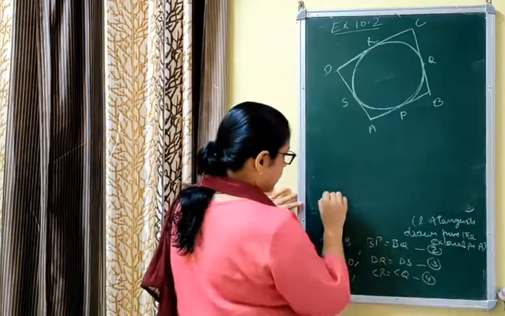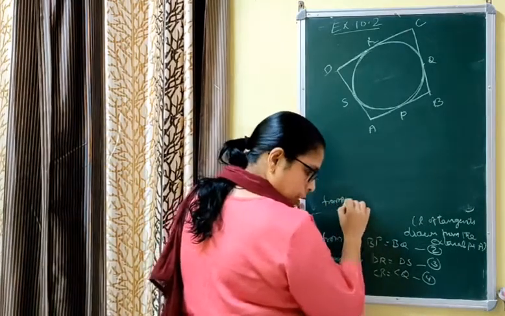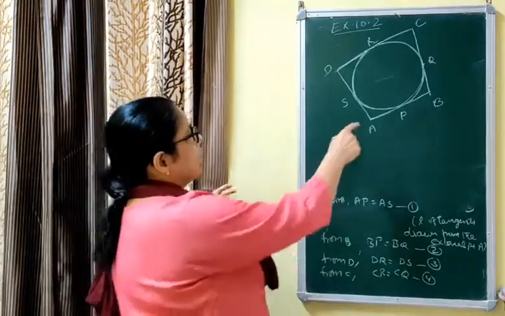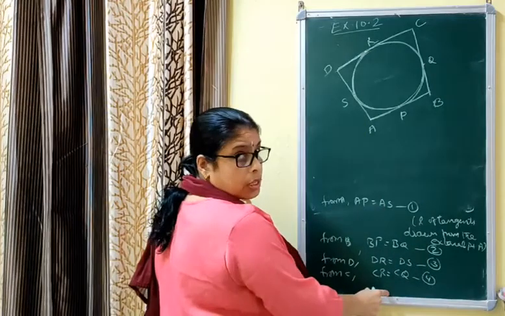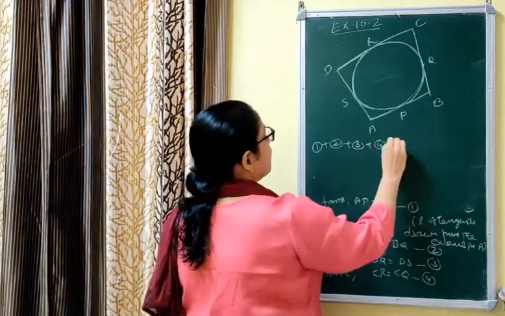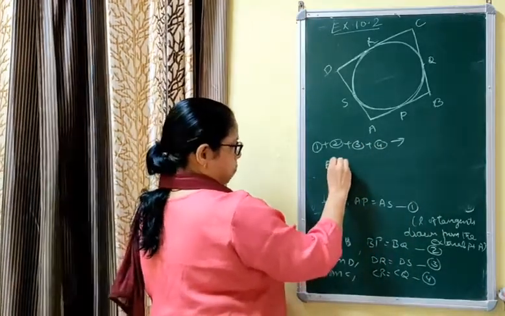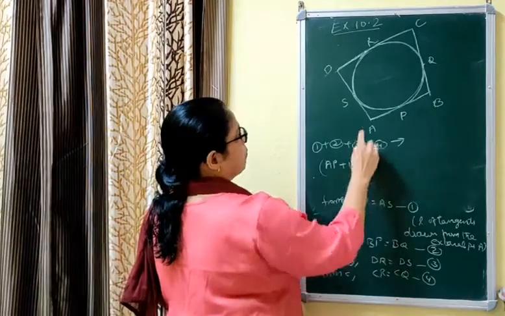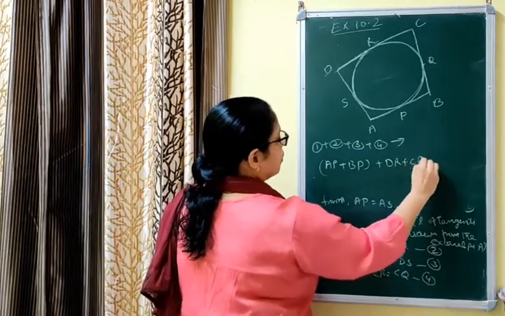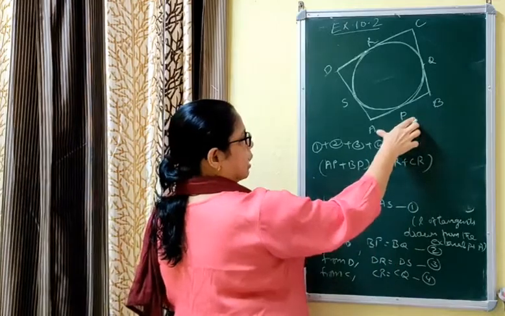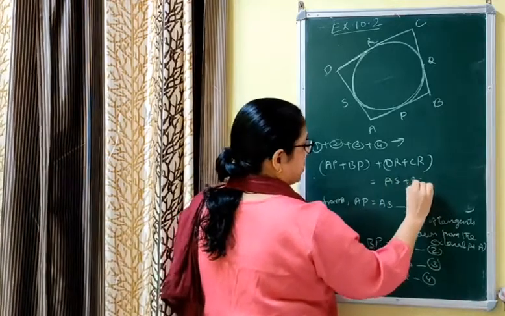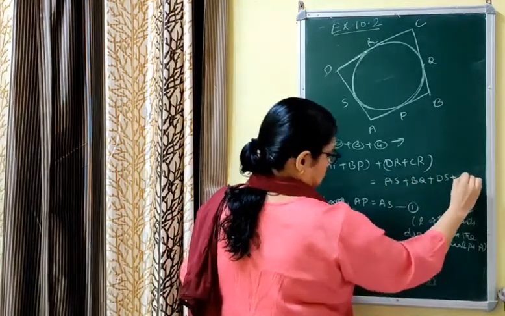Now in order to get the total sides, what do we have to do? Let me write once more. From A we have written AP is equal to AS. That is equation number 1. Now in order to get AB plus CD, if you add all the four equations, you will get the required result. That is 1 plus 2 plus 3 plus 4 gives AP plus BP, that is AB, plus DR plus CR. I am writing in brackets so that you can easily understand. AP plus BP equal to AB. And right side it is not in order: AS plus BQ plus DS plus CQ.